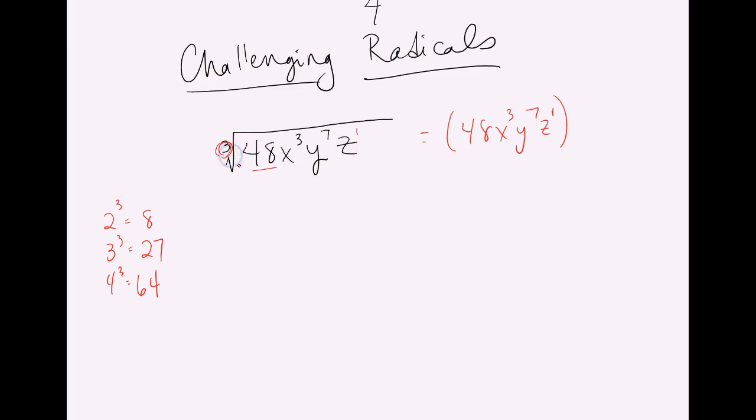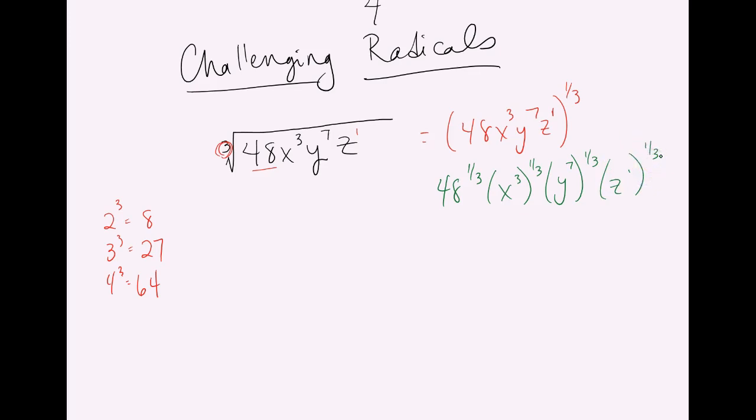And then what does this 3 mean? Well, it means that when I come out here, this is all to the 1/3 power. Okay, now I'm going to distribute my 1/3 to every single term. So it's 48 to the 1/3, it's x to the 3rd to the 1/3, y to the 7th to the 1/3, and then z to the 1st to the 1/3.